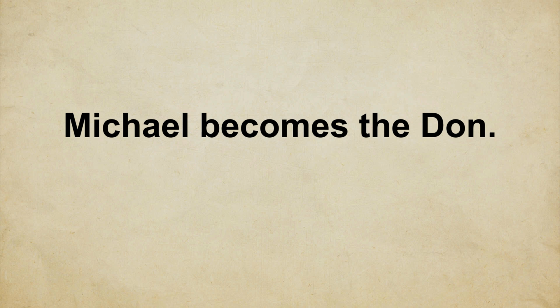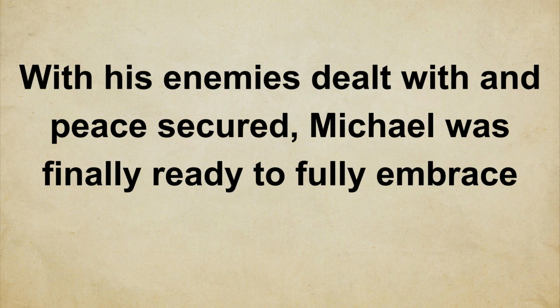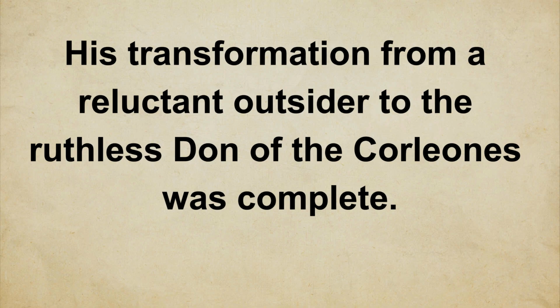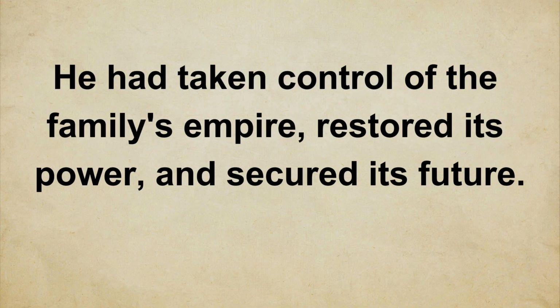Michael becomes the Don. With his enemies dealt with and peace secured, Michael was finally ready to fully embrace his role as the head of the Corleone family. His transformation from a reluctant outsider to the ruthless Don of the Corleones was complete. He had taken control of the family's empire, restored its power, and secured its future.